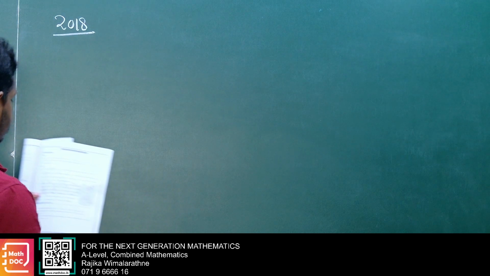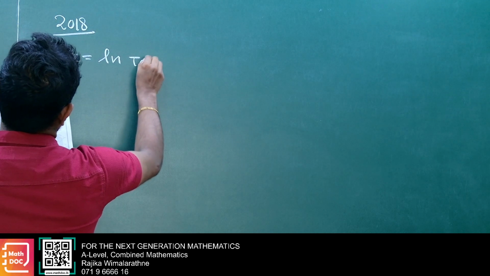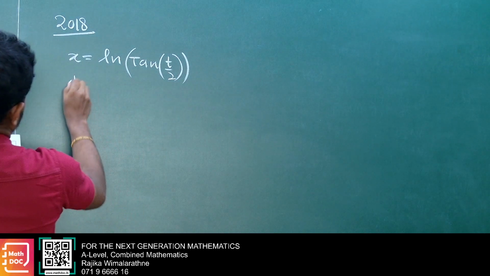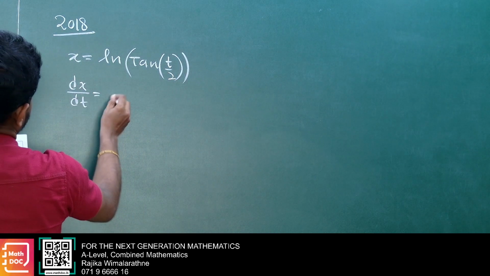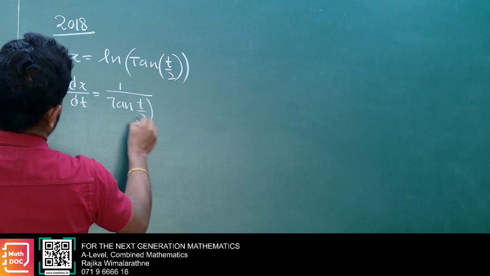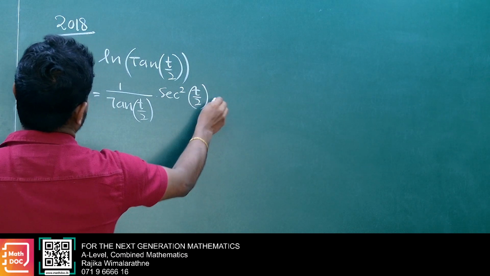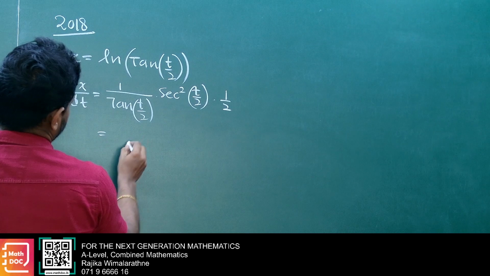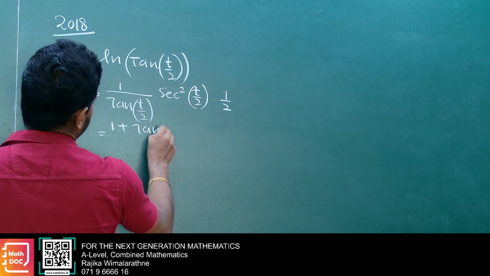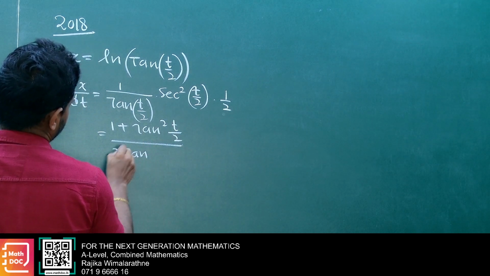Okay, 2018: x equals ln tan(t/2). Then dx/dt: we need 1 over tan(t/2), times the derivative of tan, which is sec squared (t/2), times the derivative of t/2, which is half. Then sec squared (t/2) means 1 plus tan squared (t/2), so here we get 2 tan(t/2).